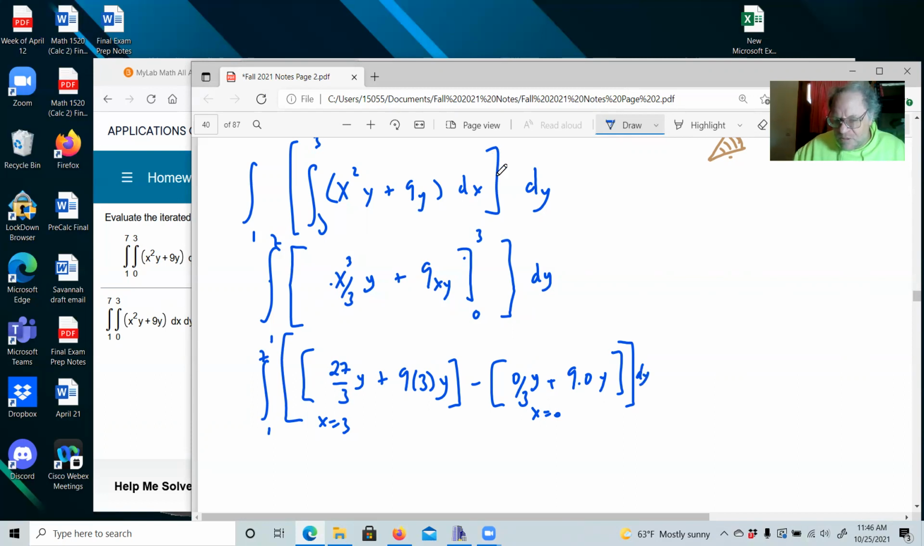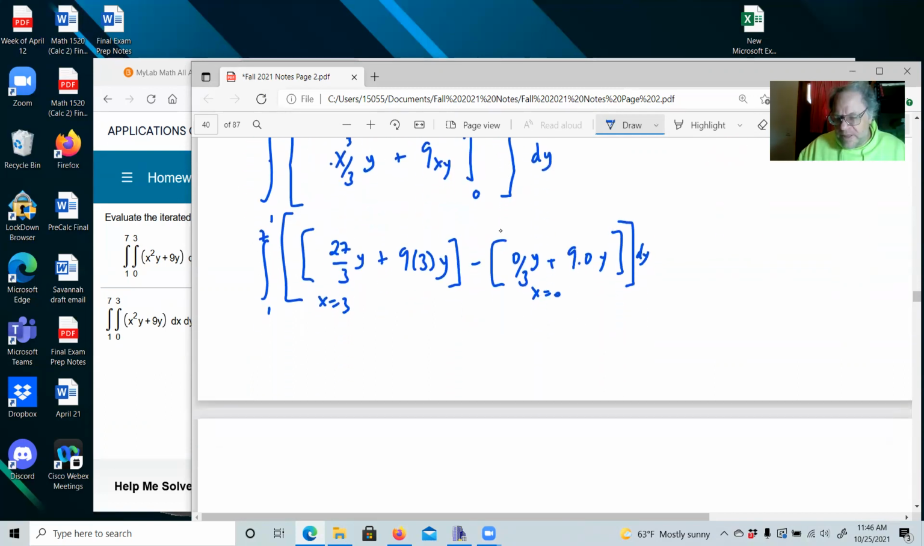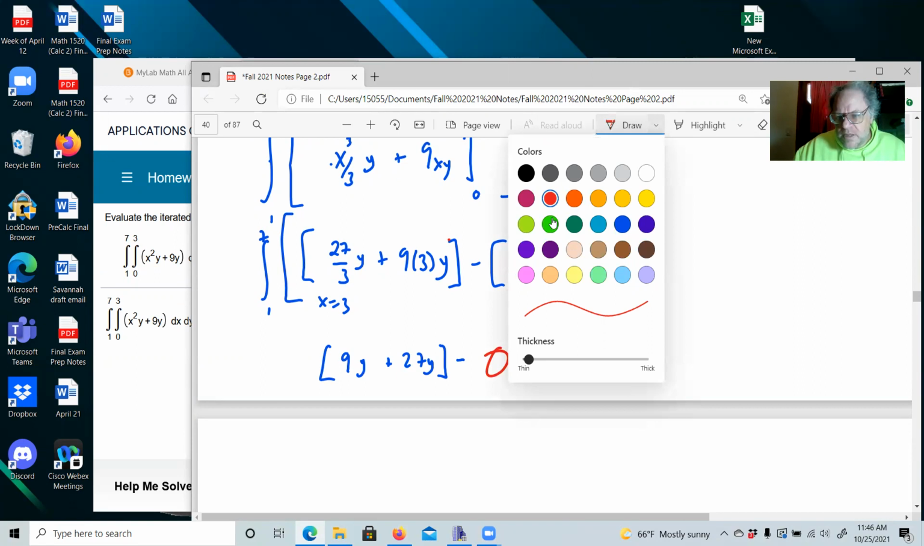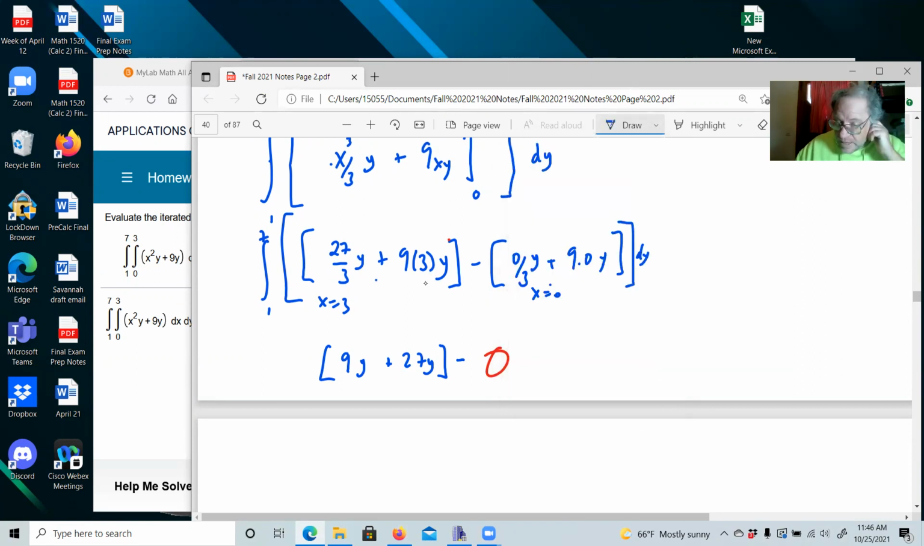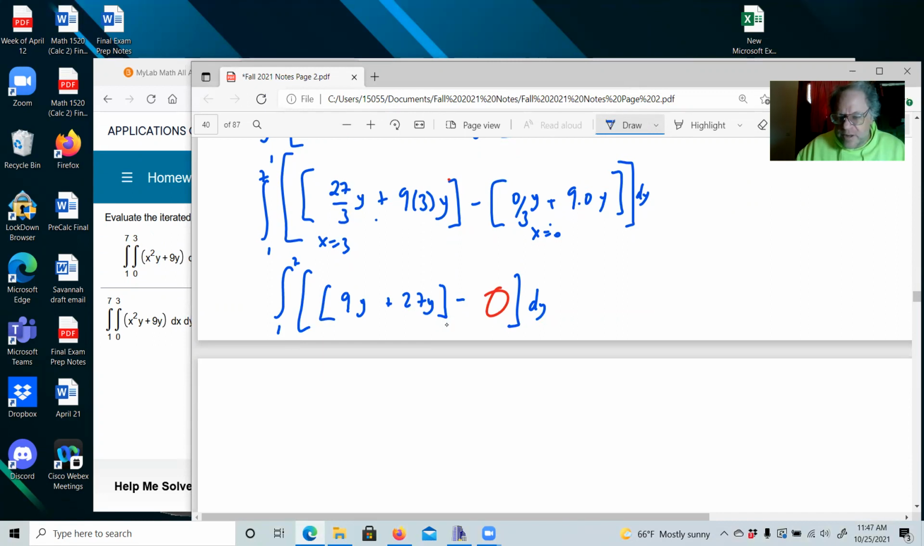So we're halfway through. About 27 over 3, that's 9. So we have 9y plus 27y. This is all 0. So all of that is 0. And then we have a dy here, and we integrate from 1 to 7. We can actually add these up, right? 27 and 9, that makes what? This is 36y, 1 to 7 dy.